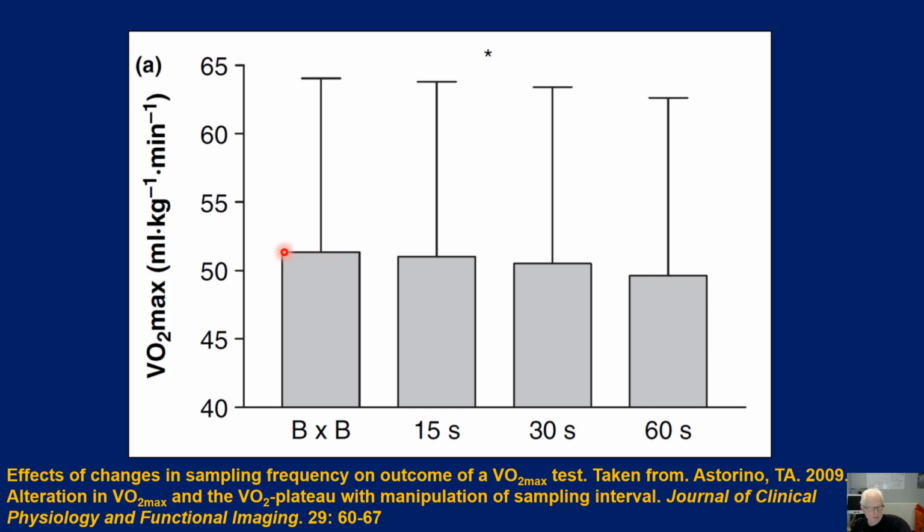But we've gone from about a 52 mils per kilogram per minute score here to an under 50 mils per kilogram per minute score here. Now, it is within the threshold for daily variation, which is around about 5 mils per kilogram per minute daily variation. But nonetheless, we are seeing a significant difference across this range between particularly the breath by breath and the 60 seconds, but also between the 60 seconds and the 15-second tests. So it does have a ramification in terms of what we are doing.